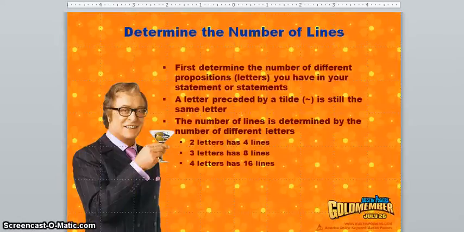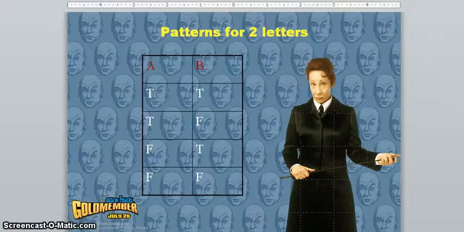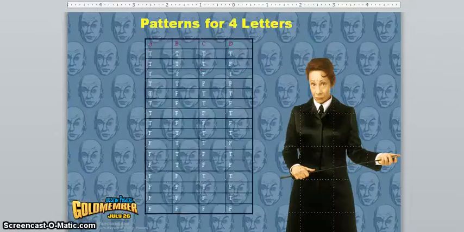Determine the number of different propositions or letters that you have in your statement. Letters preceded by the tilde are still the same letter, and the number of lines is determined by the number of different letters. That's mathematical, and you'll find the same thing if you deal with truth tables in some of your math classes. Each letter must be given the same pattern for all uses, even if they are in different statements. So no matter where an A appears, it would always be true, true, false, false. Okay? Or true, true, true, true, false, false, false, false. So keep that in mind. The patterns on the slides will show you how it goes, and once again, this is what we just showed you on the truth tables.